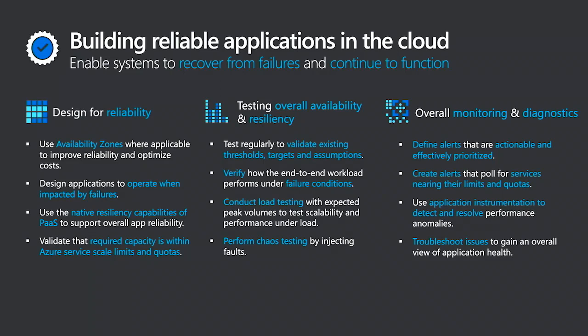Testing for overall availability and resiliency. You have to test regularly to make sure that you're hitting your assumptions and your thresholds and your targets so that you're not going over them. You also need to verify on a regular basis how the end-to-end workload performs under failure conditions. You want to test your application, see what it does when something fails. You want to conduct load testing. Some errors only show up when your application is under a certain load. And you want to perform chaos testing. You want to inject faults. You want to see what happens when a server goes down or a database goes down.